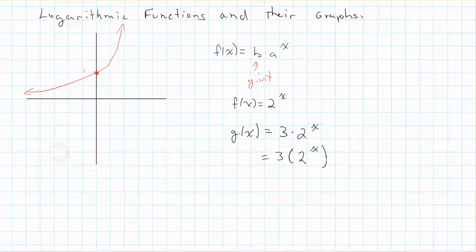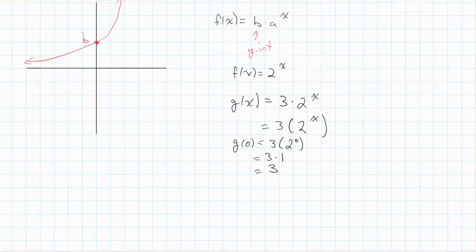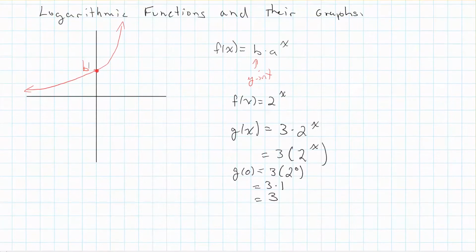But if you see here, g at 0 would be 3 times 2 to the 0 power, which would be 3 times 1, which is just 3. So if you have a b here, you just get that as the y-intercept. That's another property of exponential functions. So maybe even instead of writing 1 there, I'll just go ahead and write b. So it's the y-intercept.